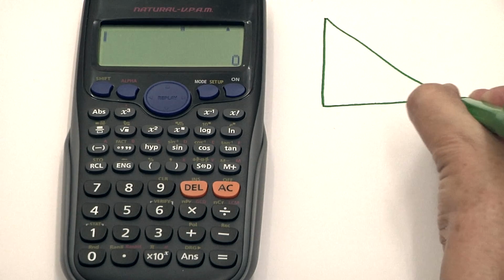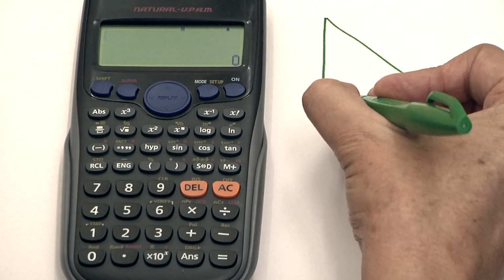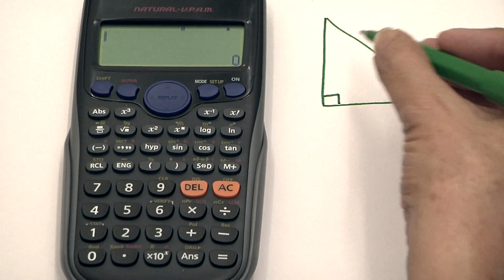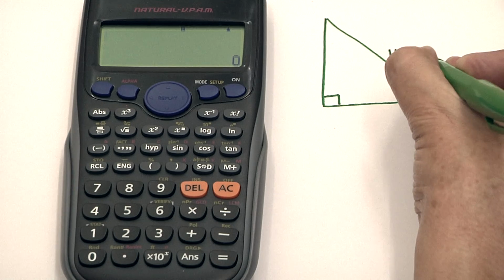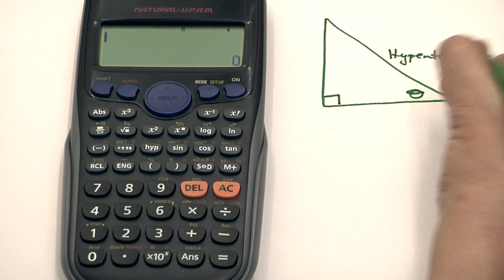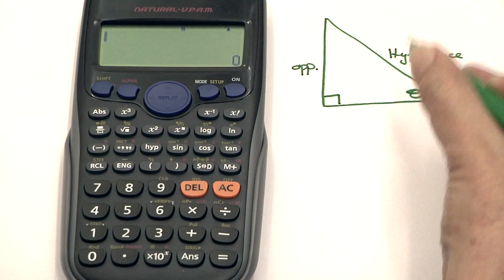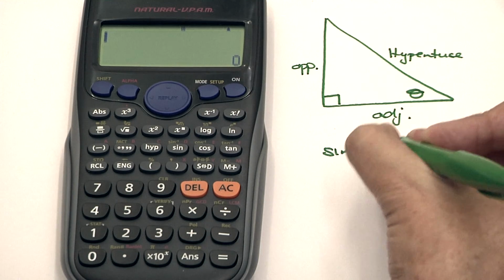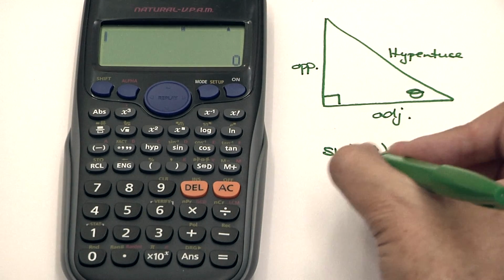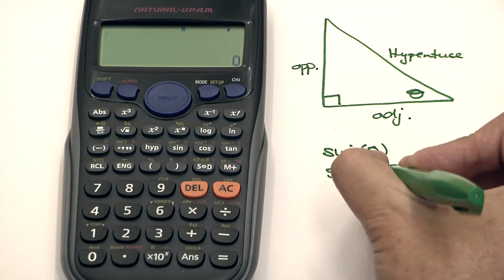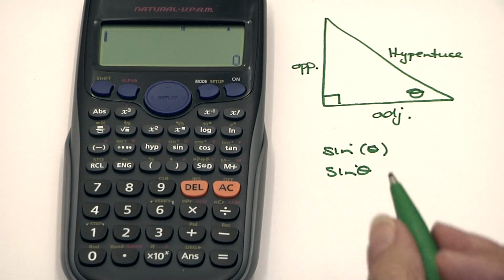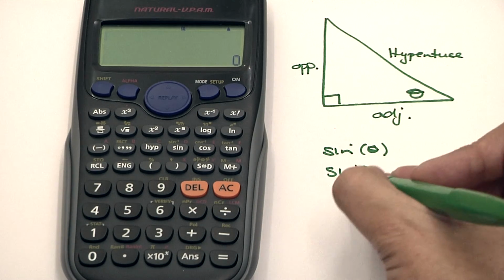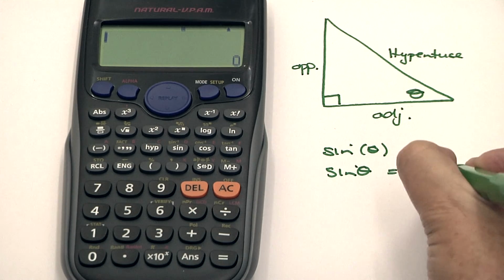If we've got a right-angled triangle, which we need for trigonometry, here's our right angle. Suppose this is our angle theta, and you probably remember that this will be the hypotenuse. This is the opposite, and this is the adjacent side. And so if we want sine of theta, probably it's better to write it as just sine theta. We don't really need the brackets. We know they're there. We have the opposite over the hypotenuse.